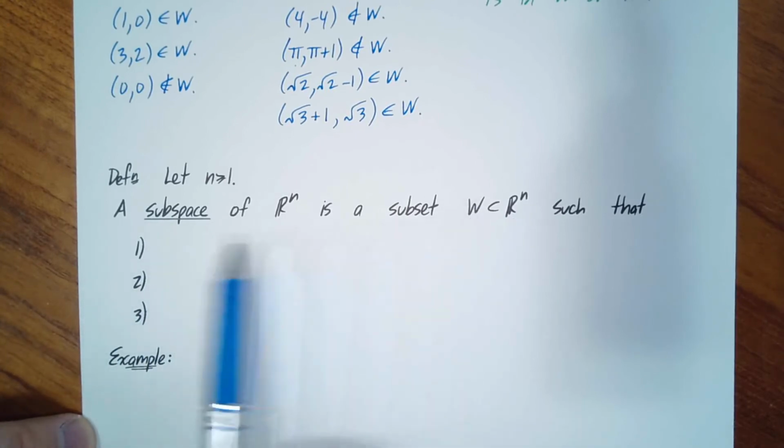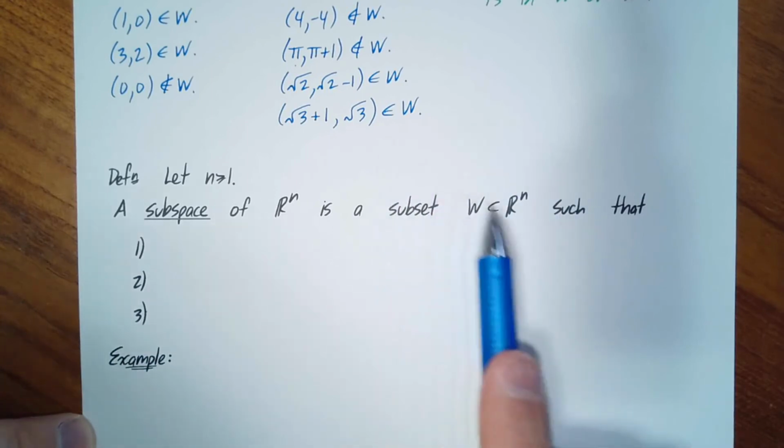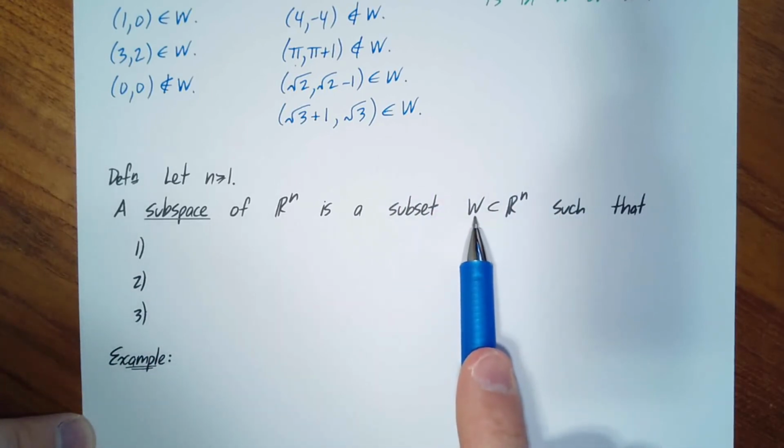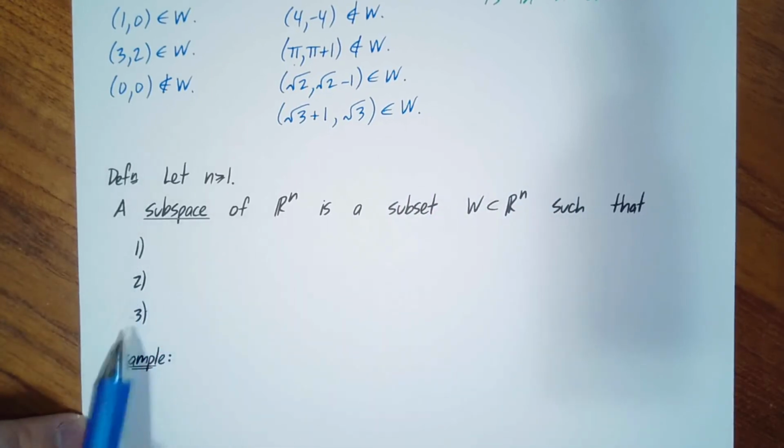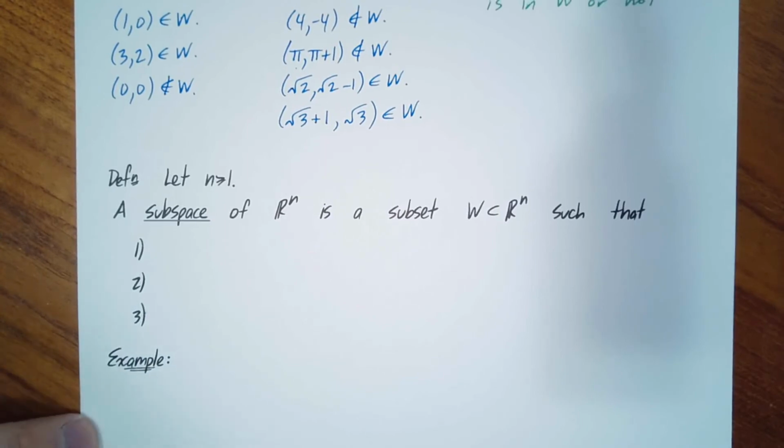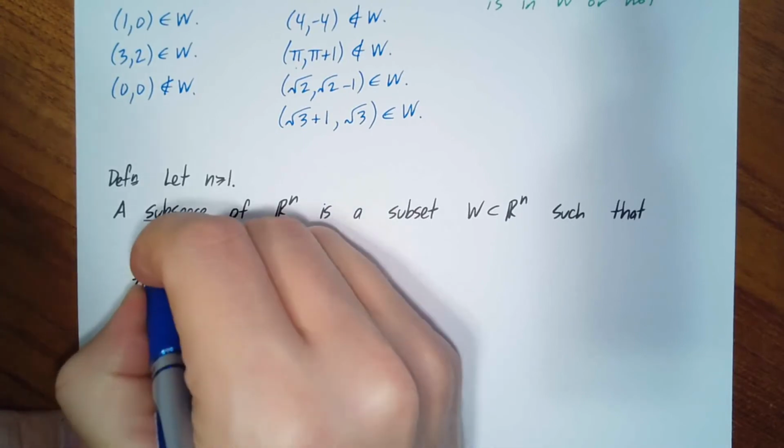We'll call it W for the purpose of writing out this definition. It's a subset of Rn which satisfies three conditions. So here are the three conditions. The first condition is the easiest to write down, and it's the easiest to check. It's the easiest to work with.